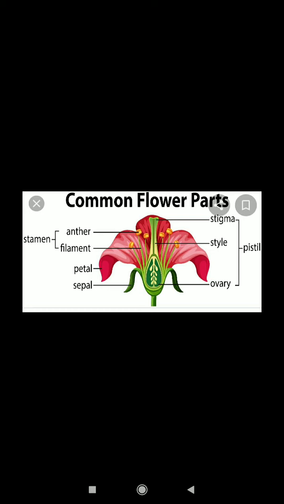And stigma, style, ovary, these three parts are the parts of one main part called pistil. Stamen and pistil are the male and the female parts respectively of the flower. That is, stamen is the male part and carpel is the female part. Now, without any further discussion on these parts, let's move next.